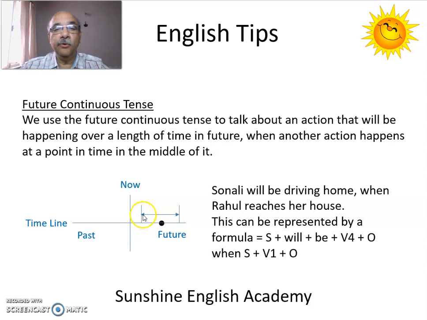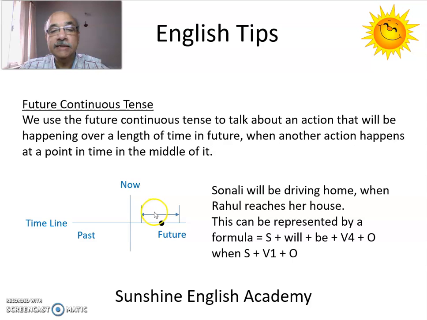Sonali will be driving home from this point in time till this point in time. This line here, the horizontal line, shows a continuous action. And this here shows an action at a point in time. So this action is Rahul reaches home. This action shows reaches, whereas this action shows will be driving.